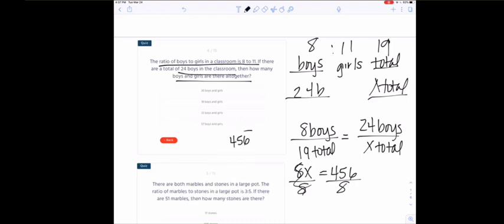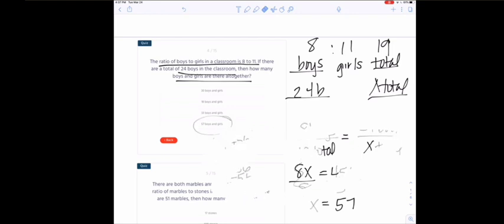So 456 divided by 8. 8 goes into 45 5 times. 8 times 5 is 40. 45 minus 40 is 5. Now let's bring down that 6. 8 goes into 56 7 times. 8 times 7 is 56. 56 minus 56 is 0. So x equals 57. And there's my answer. 57 boys and girls. Okay, I hope you're getting it. When you're ready, I'm going to move on to the next one.